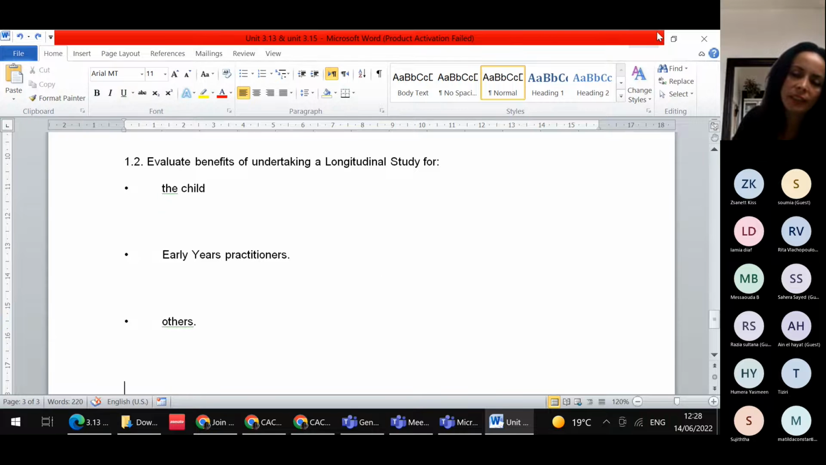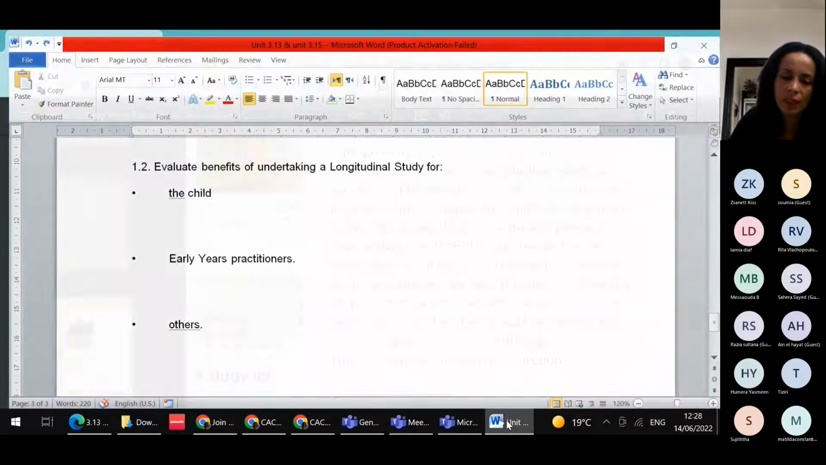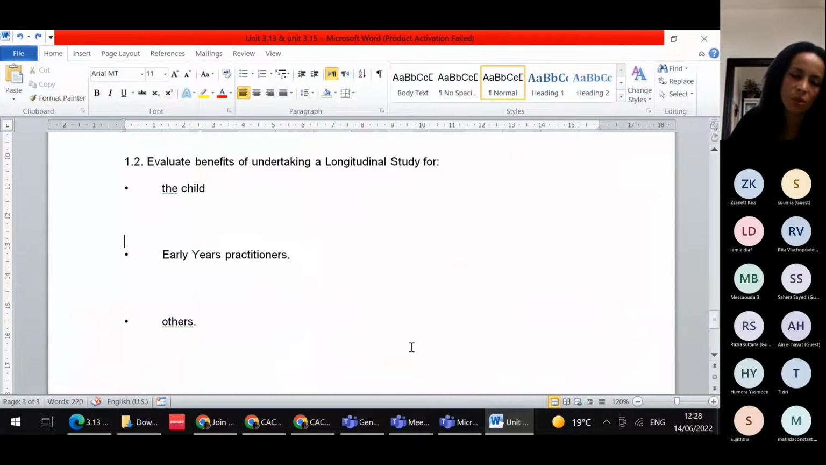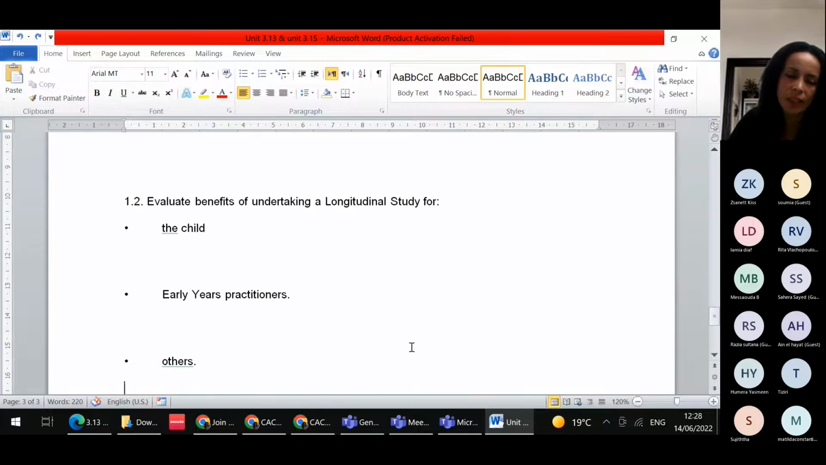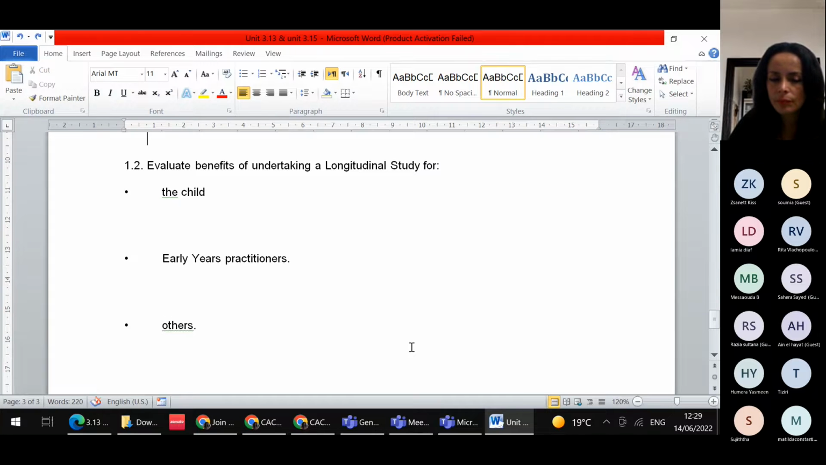Do we have any questions? Because now we have finished unit 3.15 as well. There are just these two questions, no more. The rest is all in the reflective account, which we will be doing as a separate afternoon. But for today, do you have any question about unit 3.15 and 3.13?